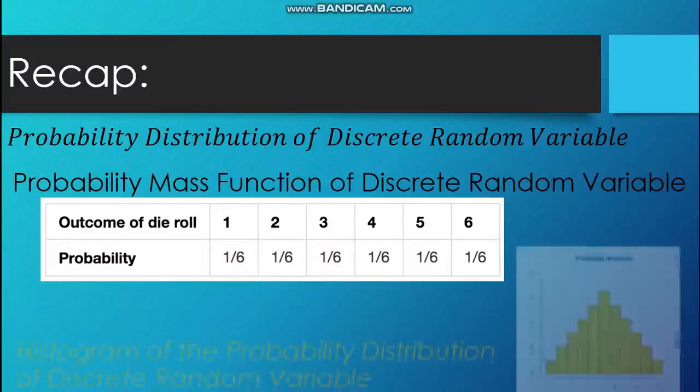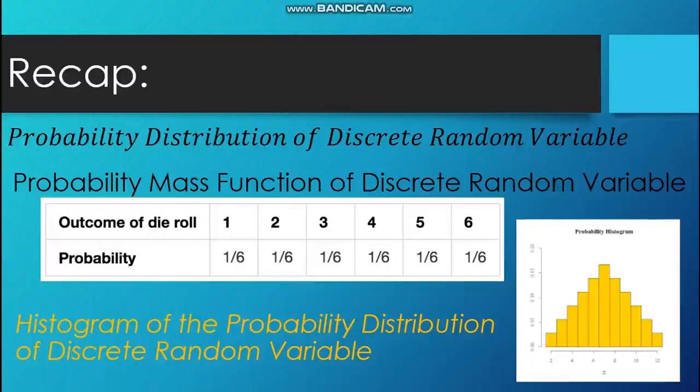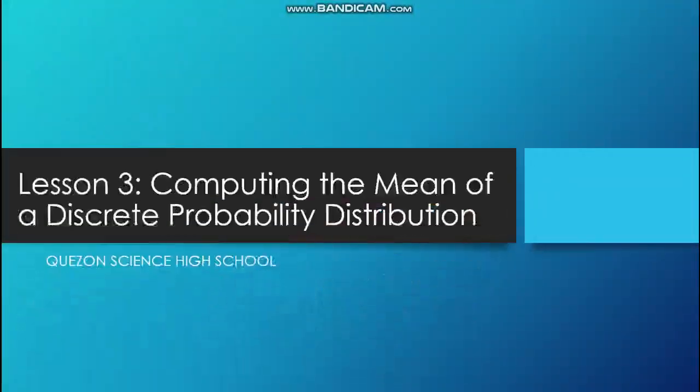Also, you learned how to construct the histogram of the probability distribution of a discrete random variable. Today, you will learn how to compute the mean of a discrete probability distribution. And this is lesson number 3 sa ating statistics and probability. You will also learn how to interpret the mean and variance of a discrete probability distribution. And we have the following objectives.